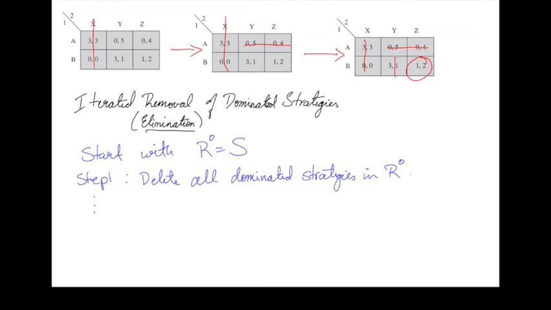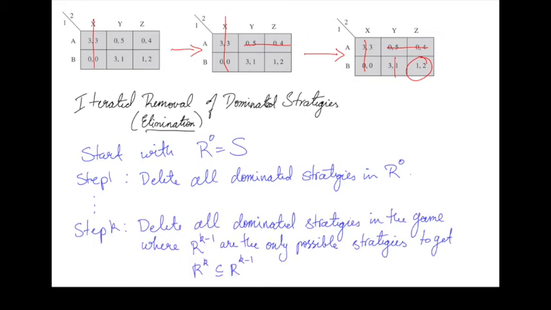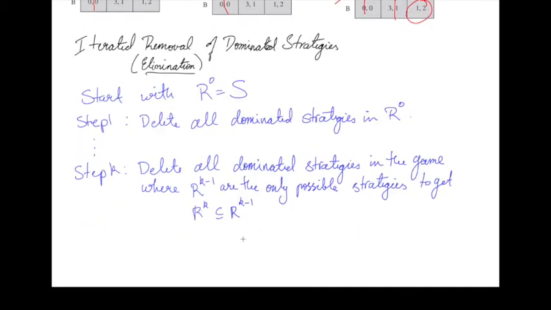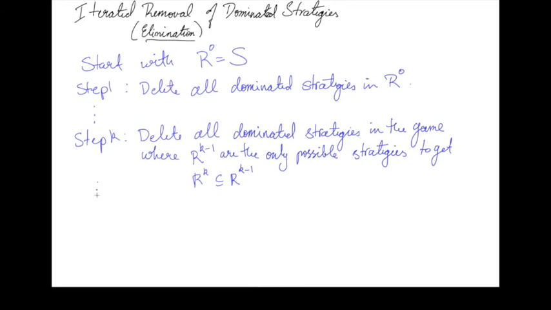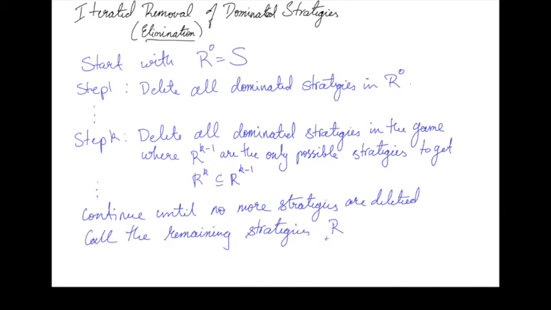You keep going, and in step K, you look at the game where all you've got left are the strategies in RK-1, so the ones that survived from the previous step, and you say, okay, in this remaining game, do we have any dominated strategies? If you do, you delete those, and that gives you a new set, RK. Now you continue this until you don't delete any more strategies. Call the remaining strategies the set R. So R consists of all those strategies that survive iterated removal of dominated strategies.